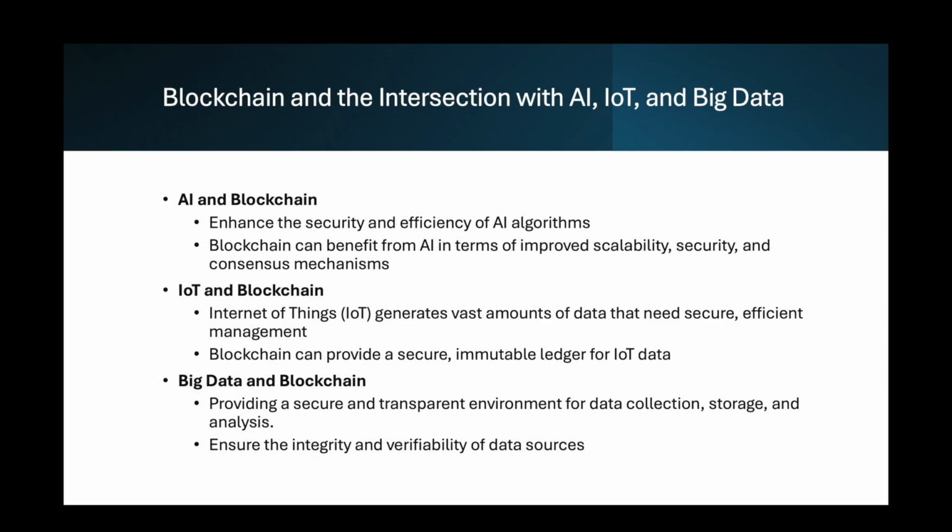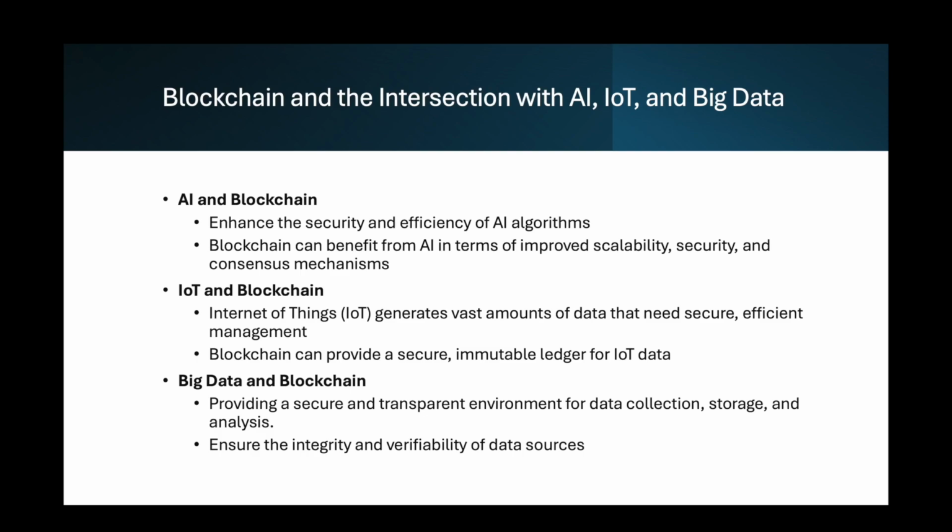Blockchain and the intersection with AI, IoT, and big data. AI and blockchain. The integration of artificial intelligence and blockchain can enhance the security and efficiency of AI algorithms, while blockchain can benefit from AI in terms of improved scalability, security, and consensus mechanisms. For example, AI can optimize energy consumption in mining processes or enhance smart contract efficiency.